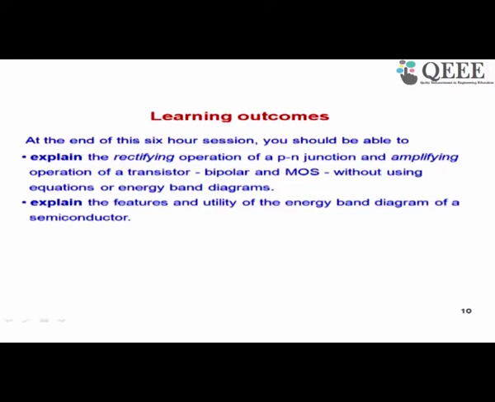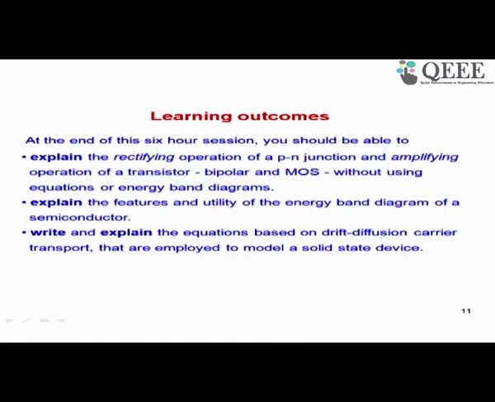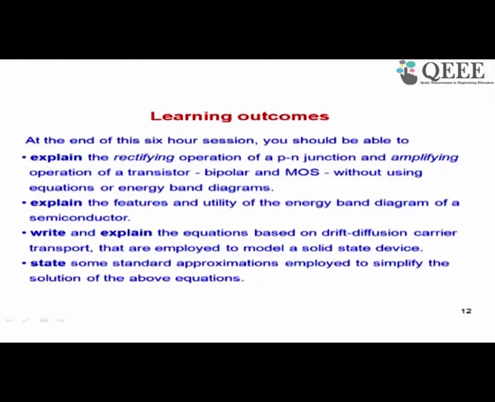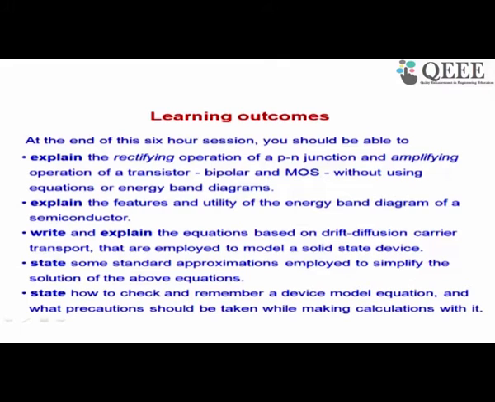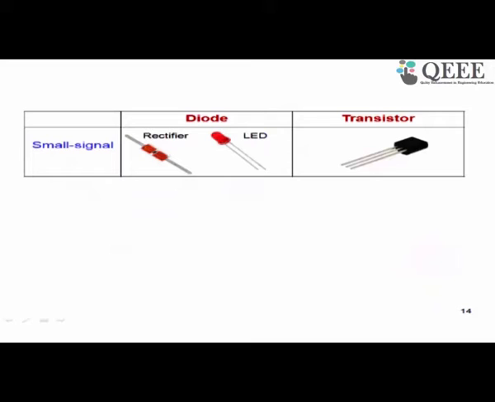Explain the features and utility of energy band diagram of a semiconductor. Write and explain the equations based on diffusion carrier transport that are commonly employed to model a solid state device. State some standard approximations employed to simplify the solution of the above equations. And finally, state how to check and remember a device model equation and what precautions should be taken while making calculations with it. Now let's look at examples of some devices.